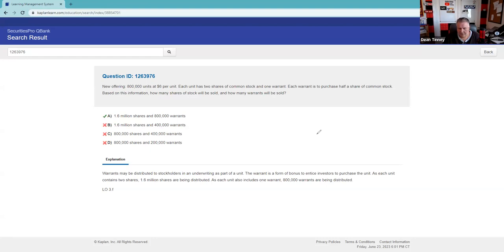Kind of another tricky one here. Each unit consists of 2 shares of common, so 800,000 times 2 shares is 1,600,000. And each unit has a warrant, so that's 800,000 warrants. I think what they were trying to get you to do is go further and figure out how many shares you're going to get. I think B would be easy to miss because maybe you were trying to figure out how much stock you can buy with the warrants, and that's 400,000 shares. That's not what B says, but that's what you do.